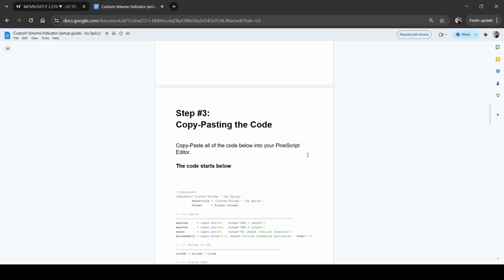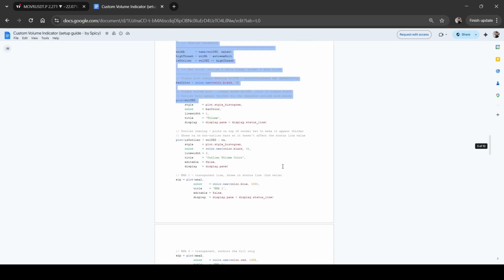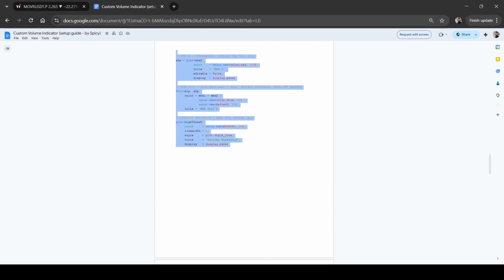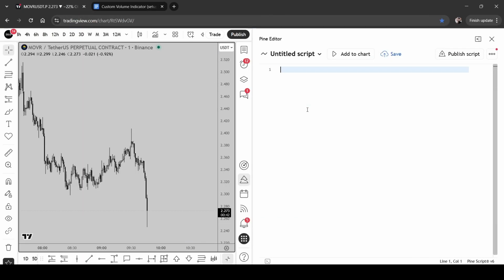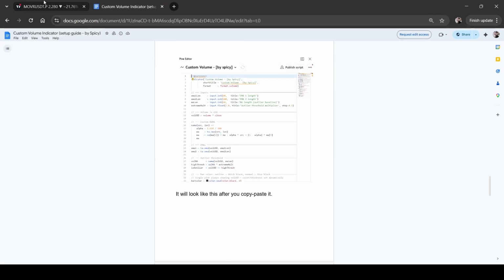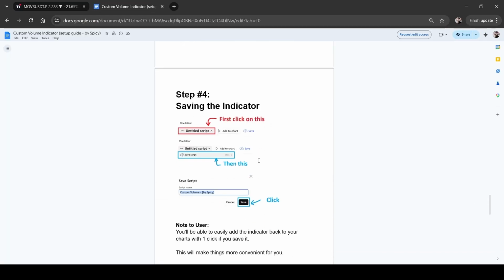Okay, step 3, we just want to copy paste the code. So here's all of the code for the custom volume indicator. There we go. You just want to click and drag all of it and then copy and paste it. And it should look something like this. Yep.